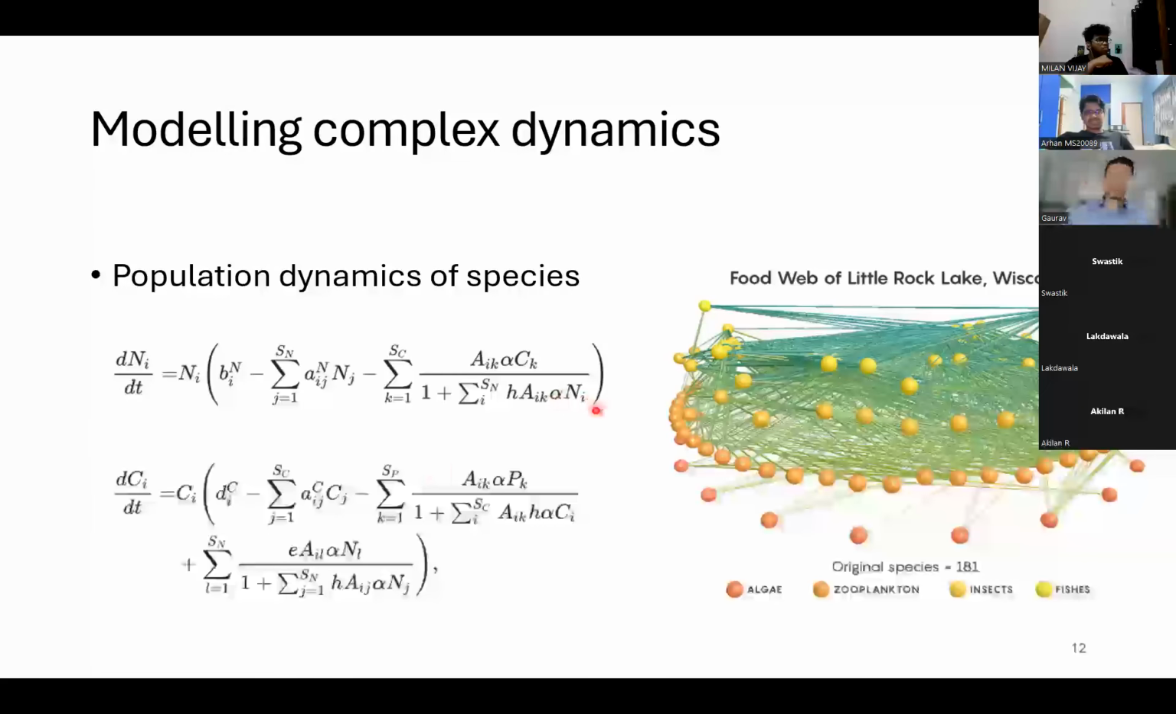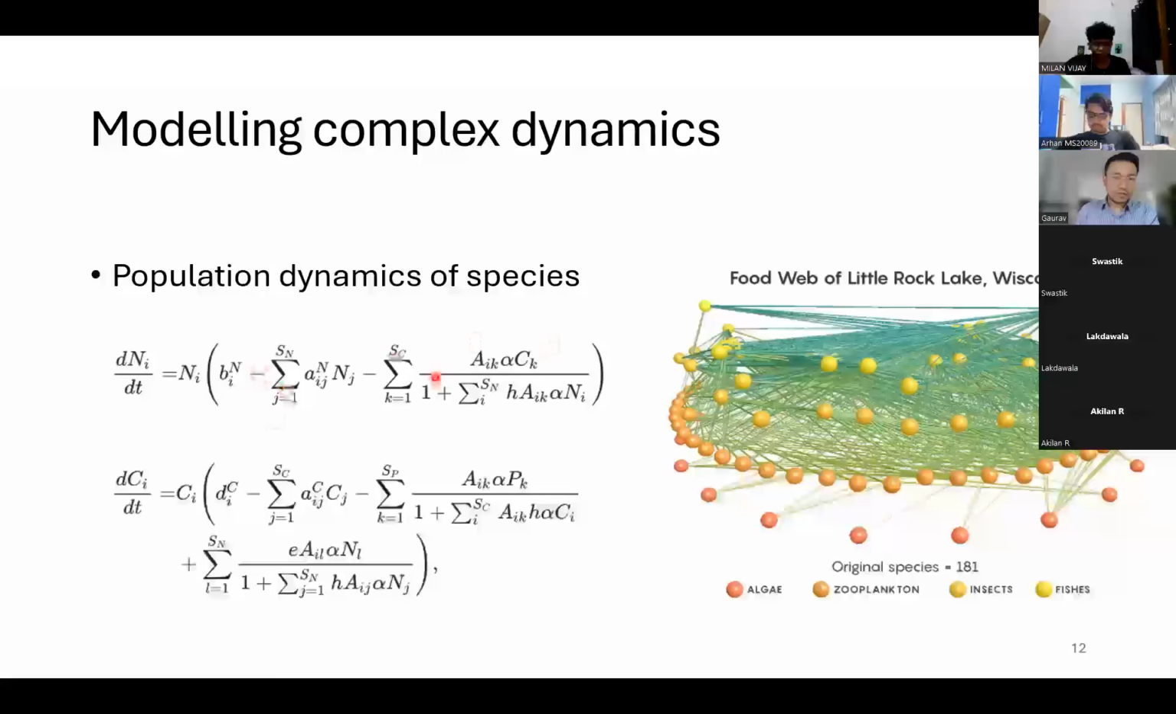But this is a Rosenzweig-MacArthur model, which fits well with how predator-prey dynamics occur. So you have a different type of functional response curve, as it's called. The N here is basically the basal resource species, and the C is basically the consumers. The consumers here could be zooplankton, insects, and fishes.